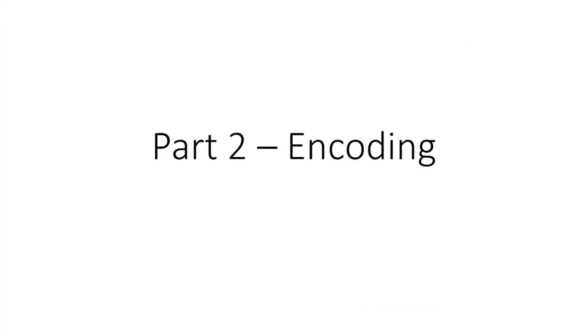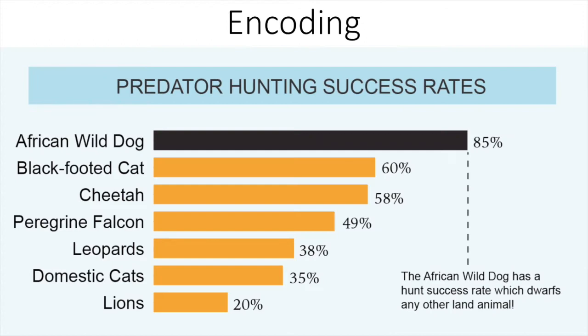Part 2. Encoding. Encoding refers to translating information or data attributes such as magnitude or category into visual attributes such as size, position, or color. For my numbers display, I chose to create a bar graph, which was my best option because I wanted to compare amounts across categories. In this case, success rates across different predator species.